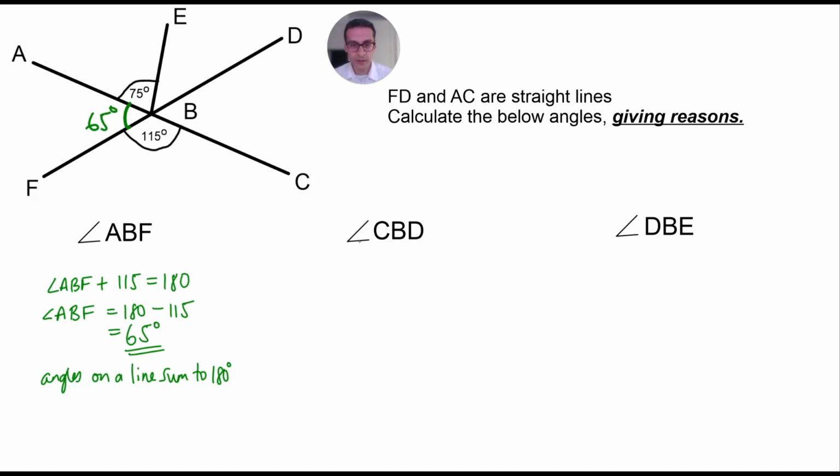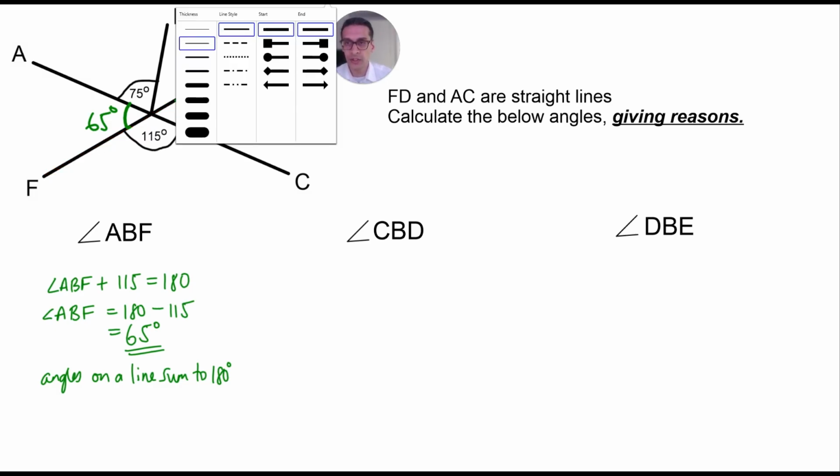Now we're going to work out CBD. So let's work out where the angle is. So C to B and B to D. So this is the angle we want. And we know that FD, which is this line here, is a straight line. So that must mean that these two angles must sum to 180. So it's actually going to give us a calculation very similar to the previous question.